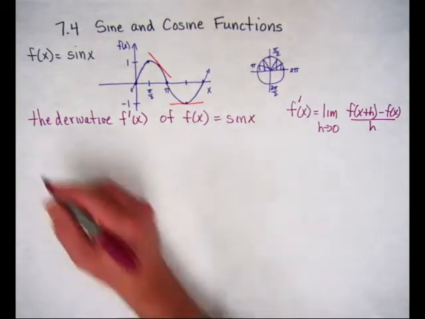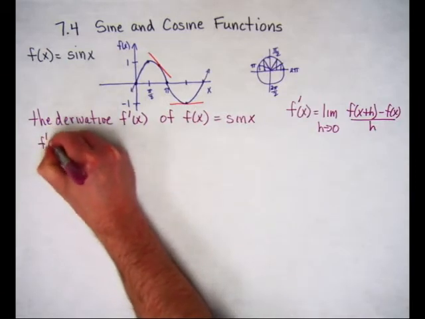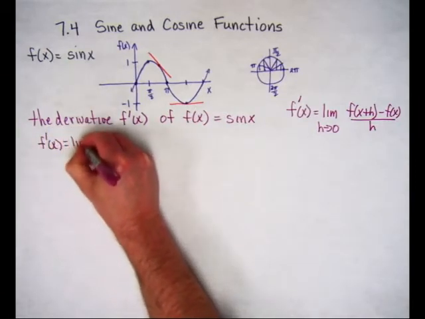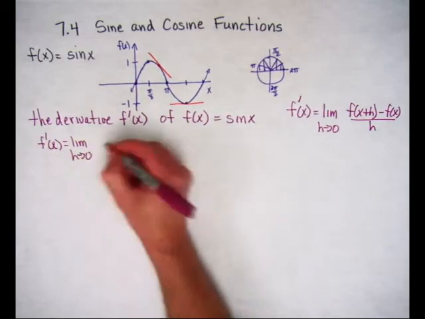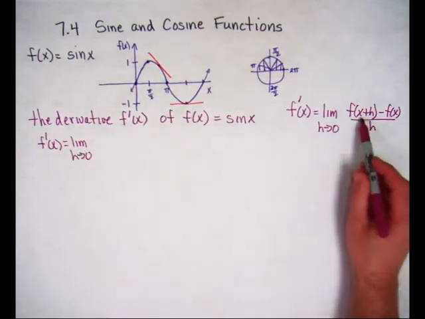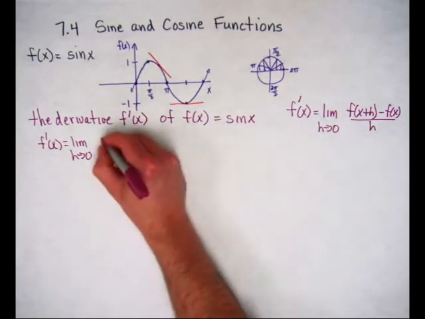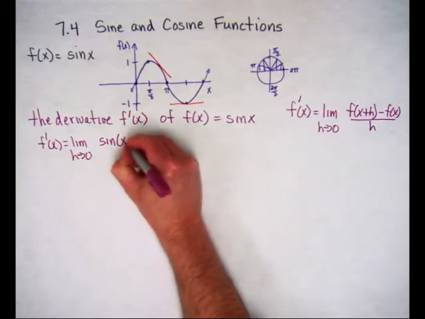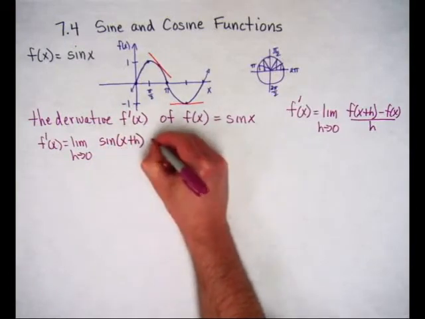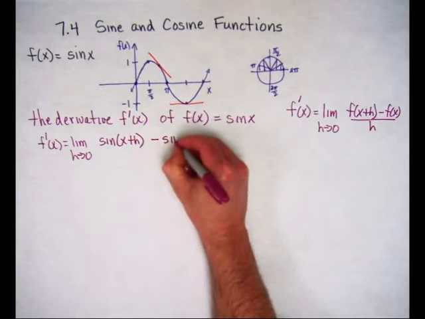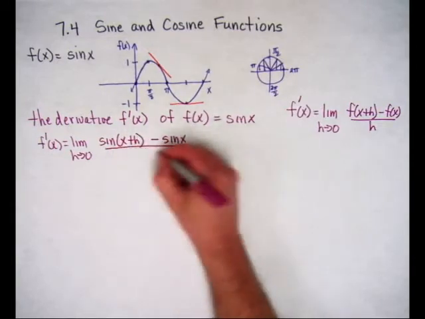So our derivative, f prime of x, would be the limit as h approaches 0. And then we have to plug x plus h into our function, so we would get the sine of x plus h. Then we have to subtract the function sine x, all over h.